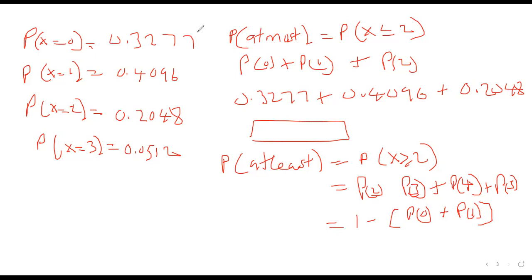So you need to know when to subtract from 1 and when not to. Where it is more cumbersome, if you have 20 and you're told at most 8, it's very cumbersome to do 8 and below. So you're better off covering what is not captured, which is 9 up to 20, and you subtract your total summation from 1. So the probability of 0 is 0.3277, probability of 1, 0.4096, and you total them up.